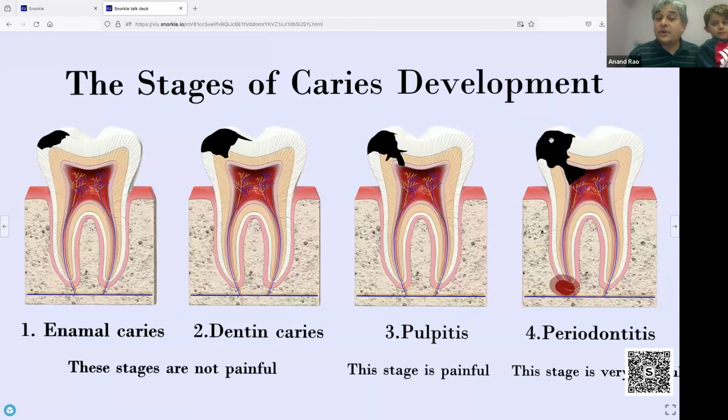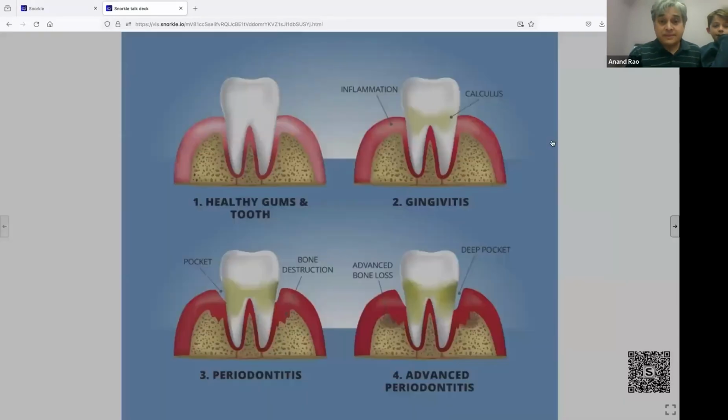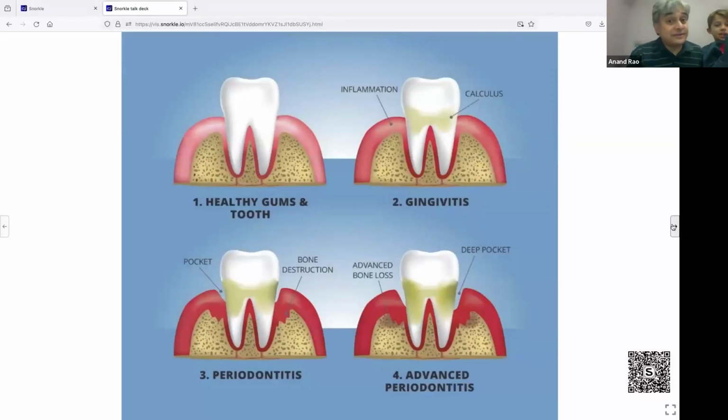So this is just one of the more well-known ways that teeth can have problems. There's another way that teeth can have problems, and that's called gum disease or periodontal disease.